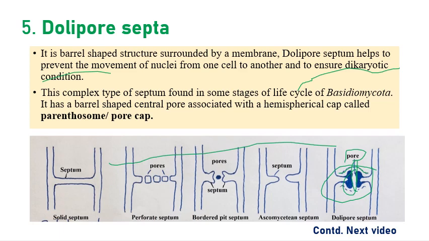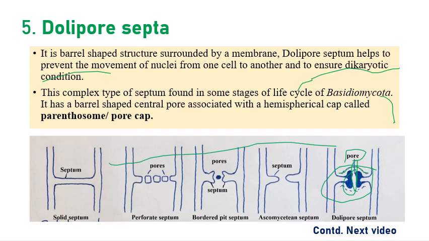The Dolipore septum is very important, and it can only be observed in Basidiomycota, that too in Agaricomycotina. Basidiomycota is a phylum of fungi, and from that we have Agaricomycotina. It is mostly observed in the Agaricomycotina group of fungi only. Agaricomycotina mostly means mushrooms; all kinds of mushrooms come under it. So this kind of septum will be present, and it is a very, very important one.